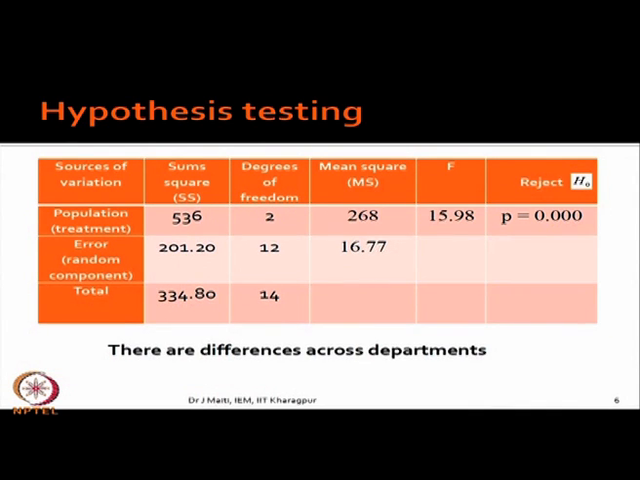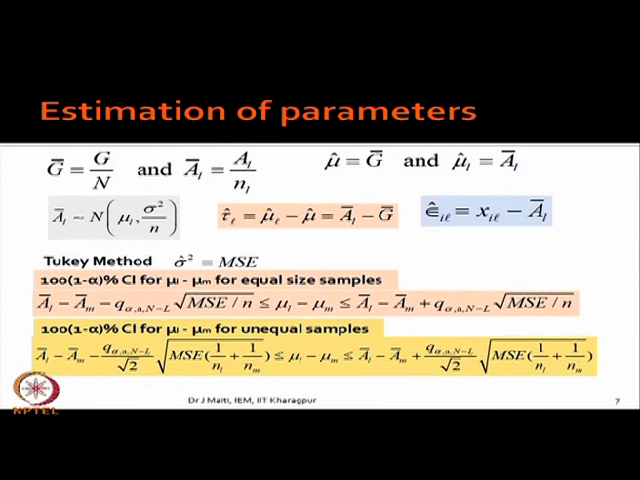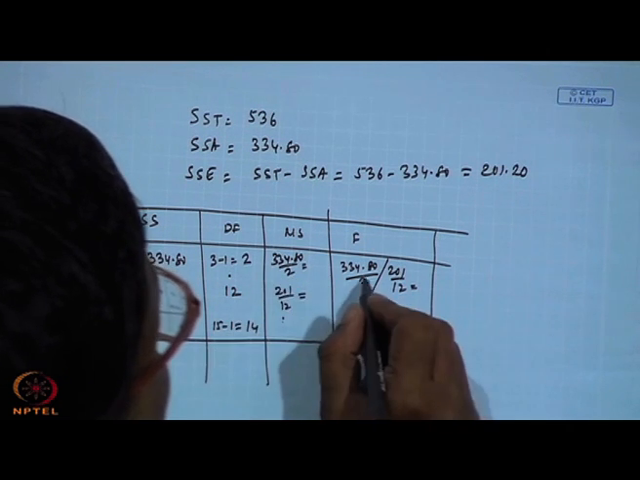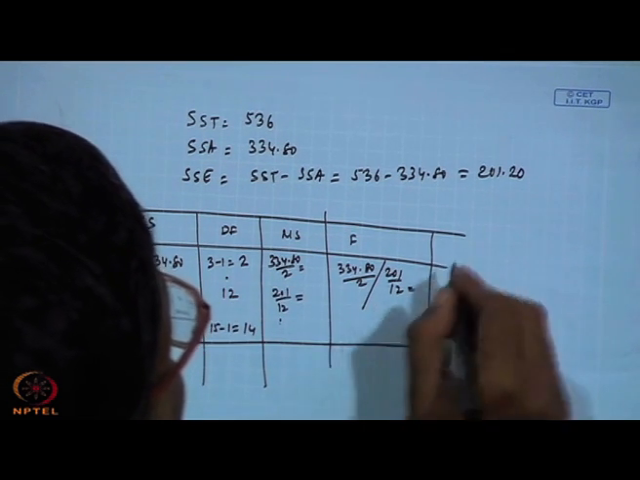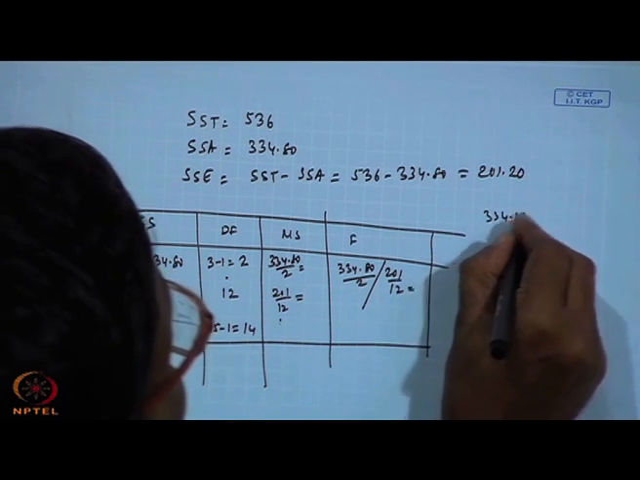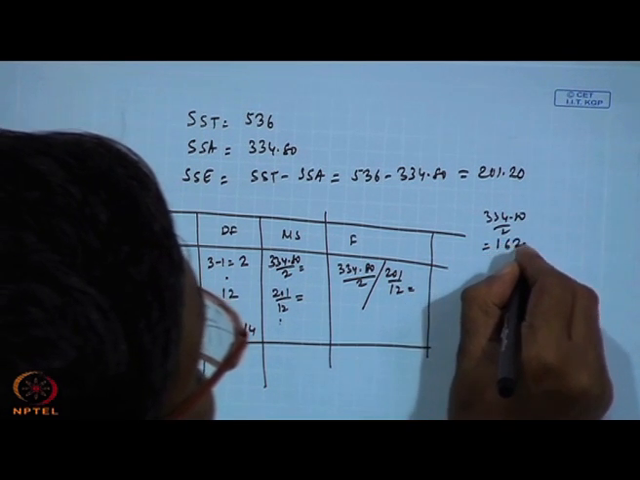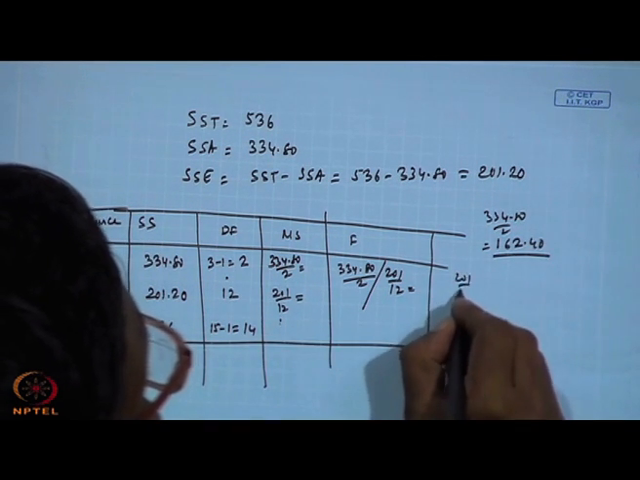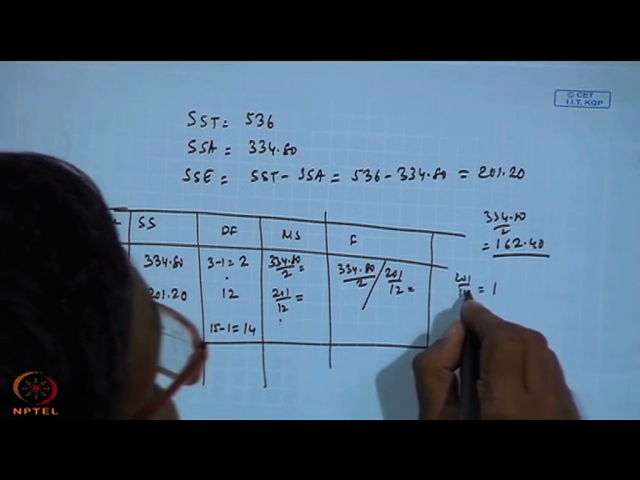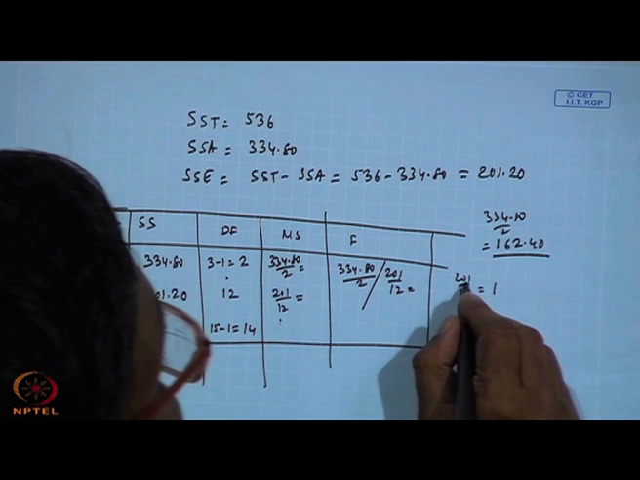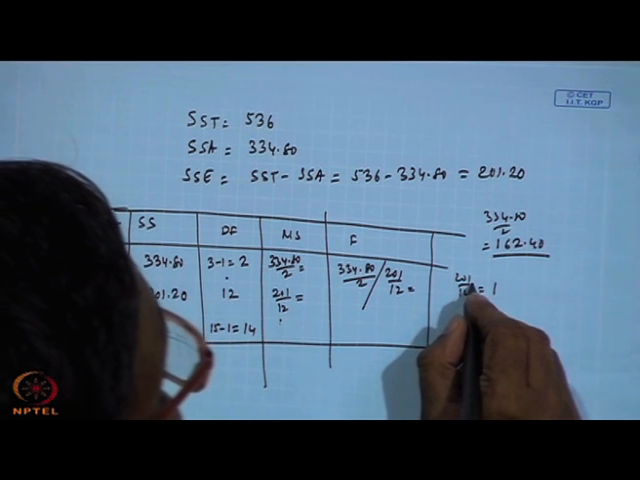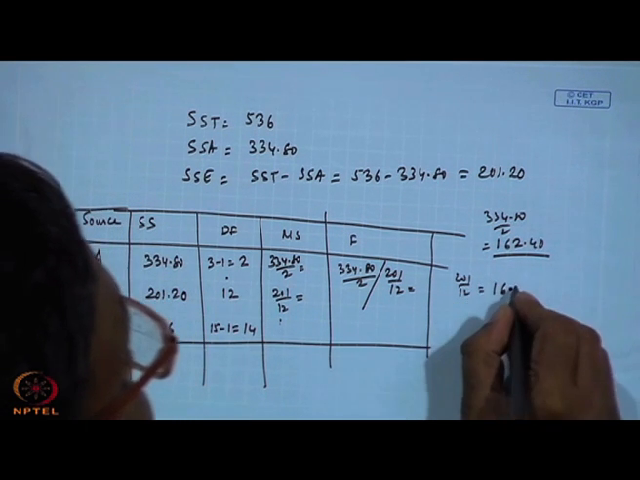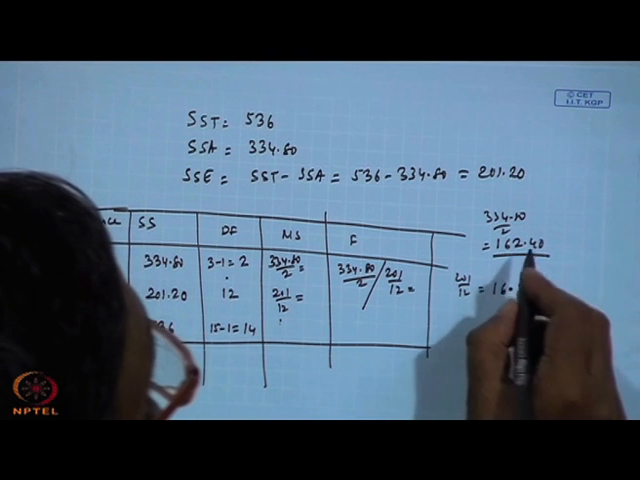So, this total calculation, if I make it, ultimately it will be like this. 334.80 by 2 means 162.40 divided by 201 by 12, that will be 16.85, something like this.